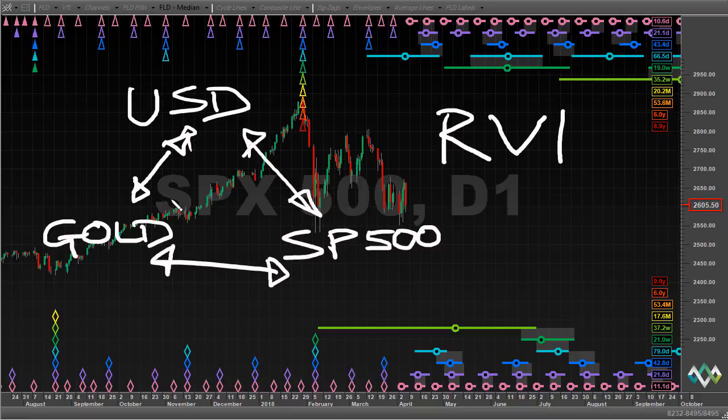So the concept is that you shift your assets between these three things, you never have all your assets in one thing. You would have a percentage of it in gold, perhaps a percentage of it in the S&P 500, and a percentage in cash. And at various times, you'll have different percentages in the different instruments. So that's the concept behind relative value investing.